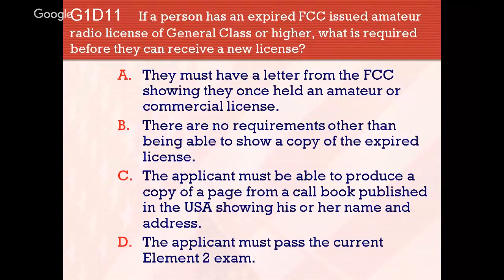So if a person has an expired license of general class or higher, what is required before you can receive a new license? Again, this has to do with passing the Element 2 exam. It's just a very simple, basic, common sense thing. The applicant must pass the current Element 2 exam, and that's it. Answer is D.